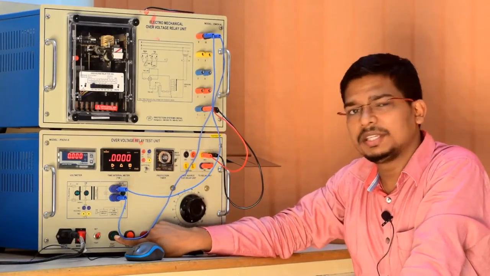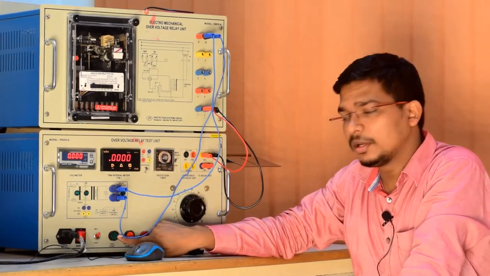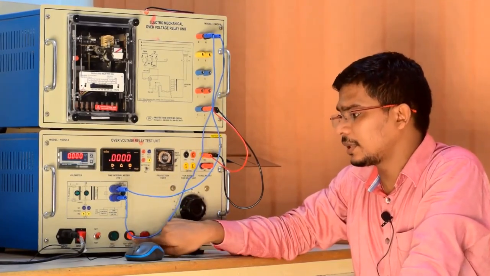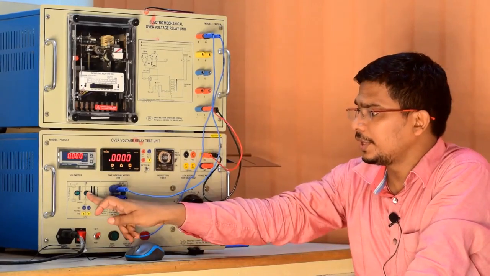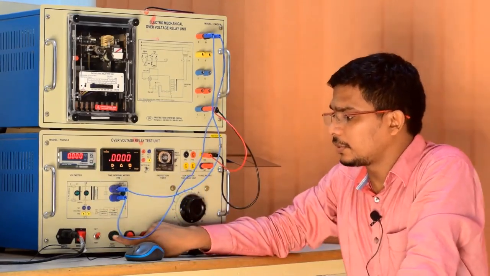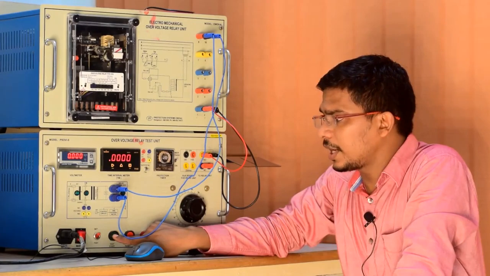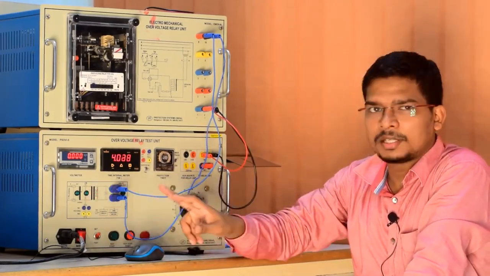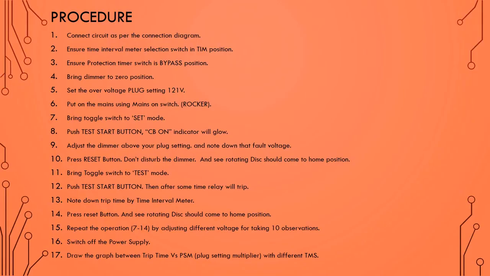So as you can see here, the CB on indicator, the CB on switch, and the CB off switch are there. That is the test start button and test stop button, and the CB on indicator is this one. So we have to push the test start button. After that you can see the CB on indicator is glowing here. It may not be visible to you, but the CB on indicator is glowing.